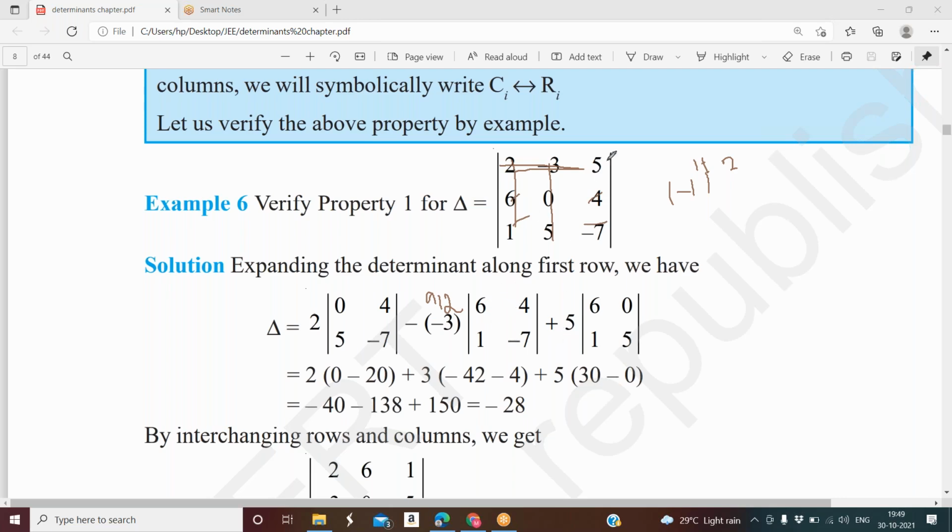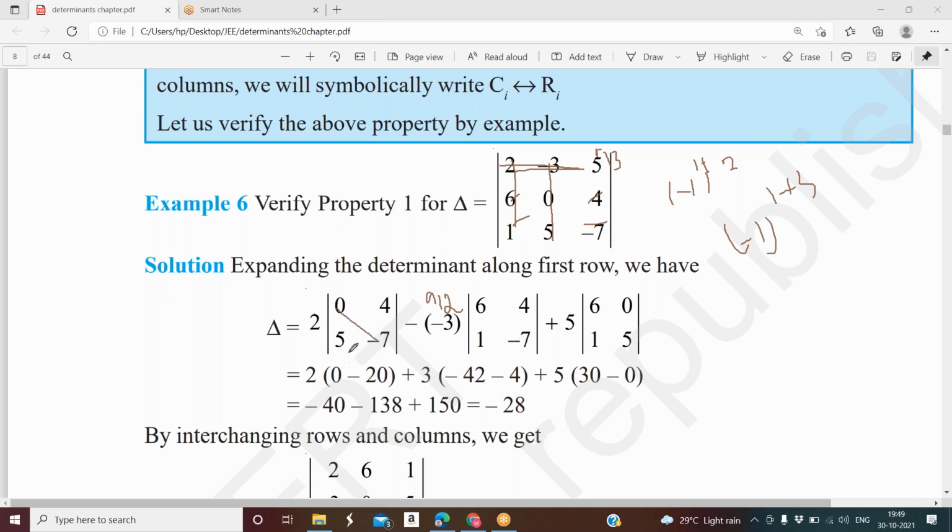Now come to the last element in the first row, it is 5. This is A13. A13 means minus 1 power 1 plus 3, which is minus 1 power 4, and that is again plus. So plus 5. Delete the row and the column having the element 5. So it will be the 2 by 2 matrix 6, 0, 1, 5. Now evaluate this.